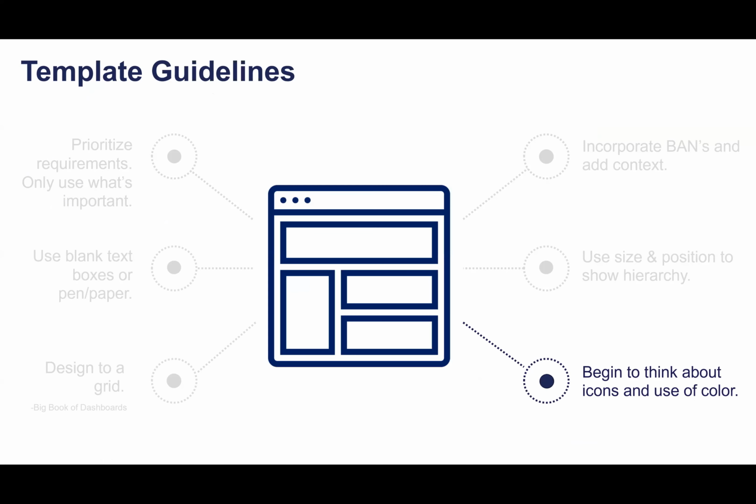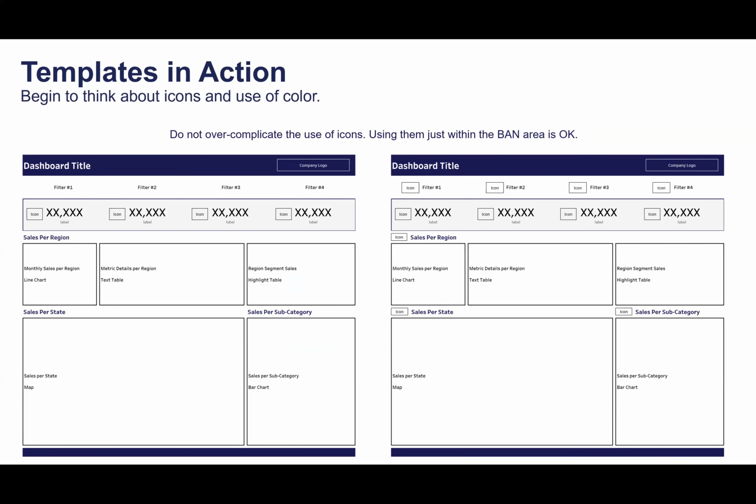And last but not least, you want to start to think about icons and use of color. So in this example, on the left-hand side, I placed the company logo in the top right-hand corner. And that's typically where I keep logos. I don't place it in the center. I typically don't place it on the left-hand side because I like my title aligned on the left-hand side. So I'll place the logo on the right. And then in terms of icons, if I have a band on my dashboard, I'll incorporate a nice icon with it. And we'll go into details about icons and using them effectively.